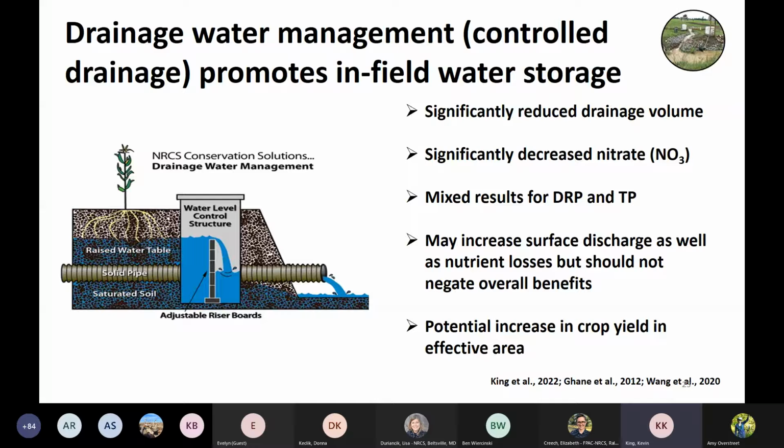From an agronomic perspective, the practice has the potential to increase crop yield as there is still potential water that the crop could use. However, this increase generally occurs every 2 to 3 or 4 years rather than every year.